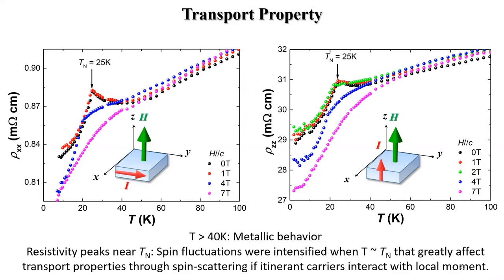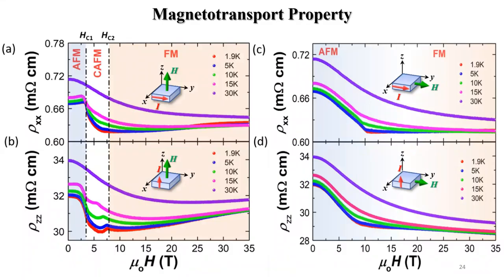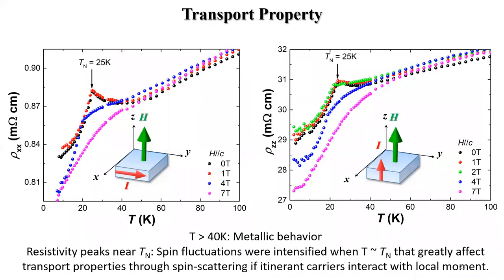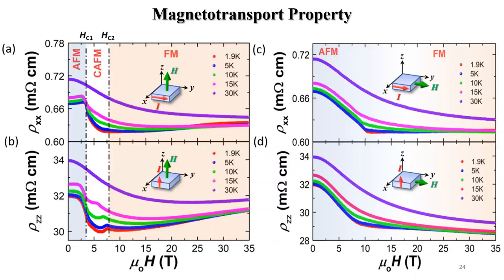Because of the time constraint, I will go faster. We also measure the resistivity as a function of the magnetic field, which is the magnetoresistance. In this case, you can see that when the field is increased, the resistivity value is suppressed, it's reduced. This means that the spin scattering is suppressed. It agrees well with our previous observation. In another direction, we also observe the same thing.